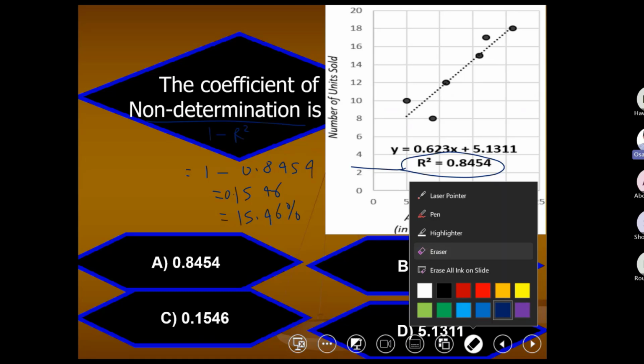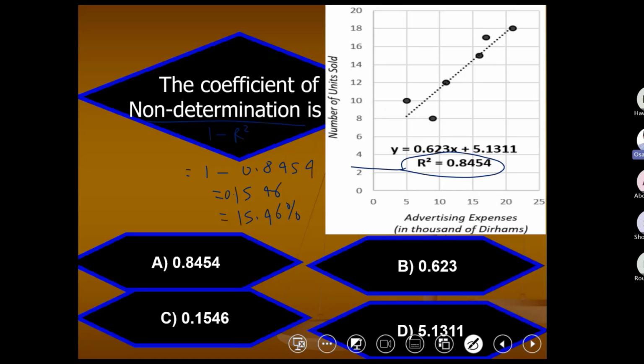Now, what is the meaning of this one? It means this percentage of the change in Y, the number of units sold, results from the change in X. This is the meaning of this percentage, right? Okay.